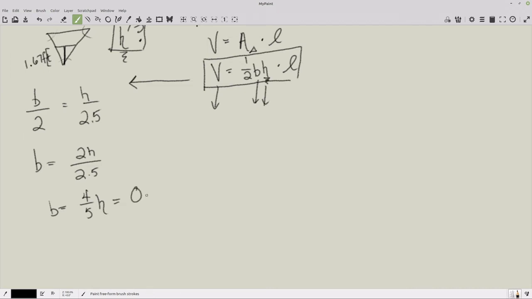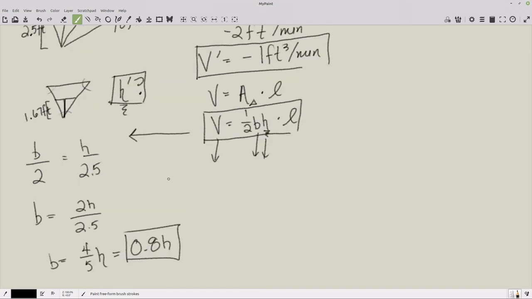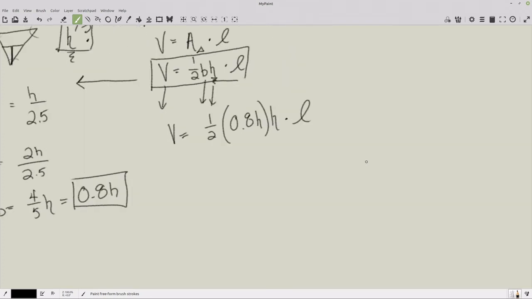Then I'm going to put it in decimal form just to make it easy. So 4 divided by 5 is 0.8. So we found out that base is the same thing as 0.8h, so we can substitute this base here. We have V equals 1/2, plug this in, 0.8h times h, there's the h, times L. And I use that funny L, I think that's by habit. You can use a normal L if you prefer.